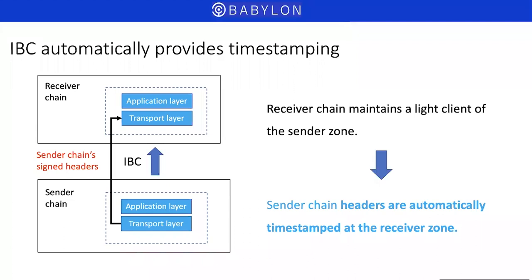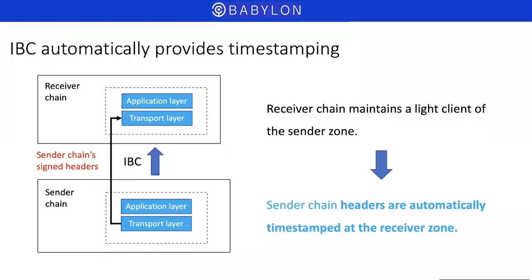And this light client is a so-called on-chain light client. That means this light client is stored in the ledger of the receiver chain. Why do you want it in the ledger? Because you want to make sure that all the validators on the receiver zone agree on this light client so that everyone is in consensus.